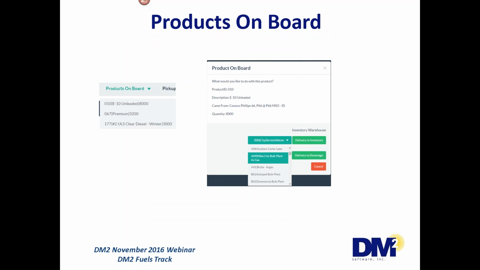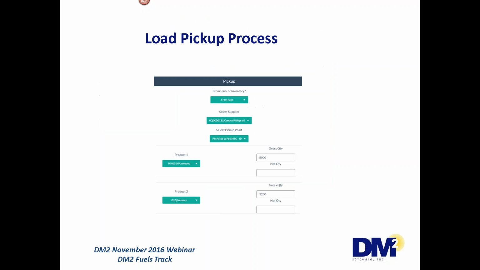The Products on Board functionality shows what drivers should have on their truck at any given time. This gets updated in real time as purchases and deliveries are made throughout the day. It also displays products that have been picked up but not yet distributed. When you select a product, the driver can then select to show it as retained or delivered to inventory by selecting a specific warehouse.